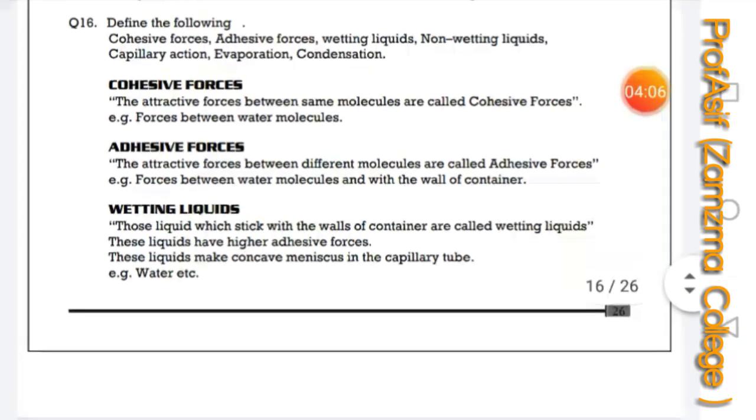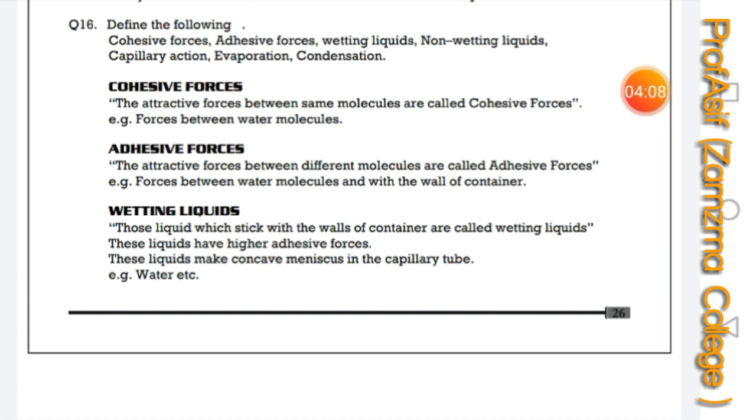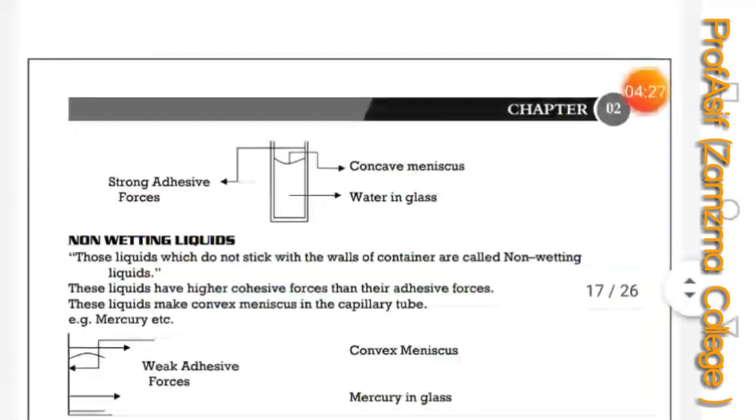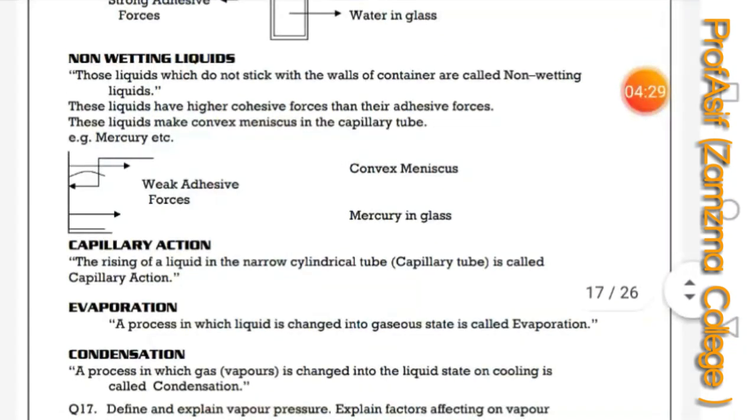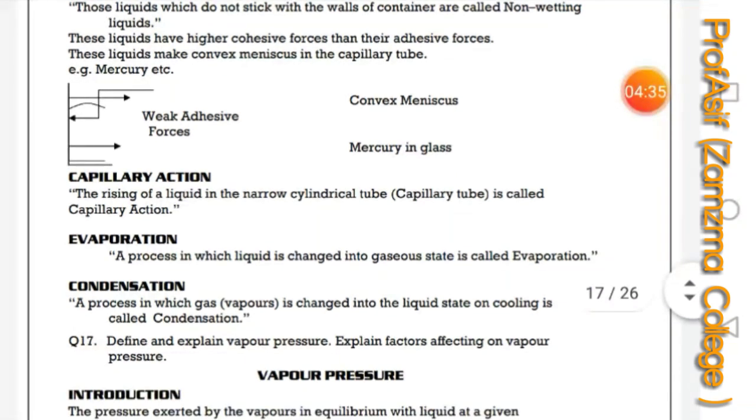Wetting liquids. Those liquids which stick with the walls of container are called wetting liquids. So in your ordinary life, you deal with all liquids which are wetting, but you may have such liquids which do not have this wetting effect. And non-wetting is opposite to wetting, you can easily understand.